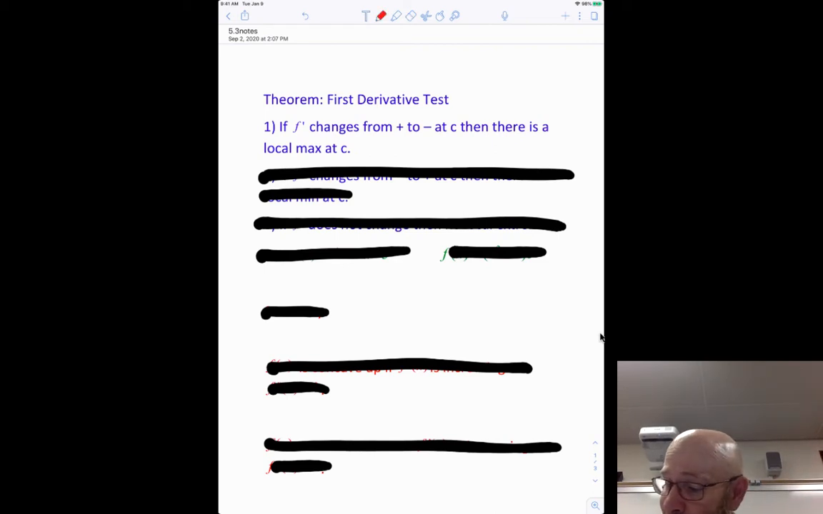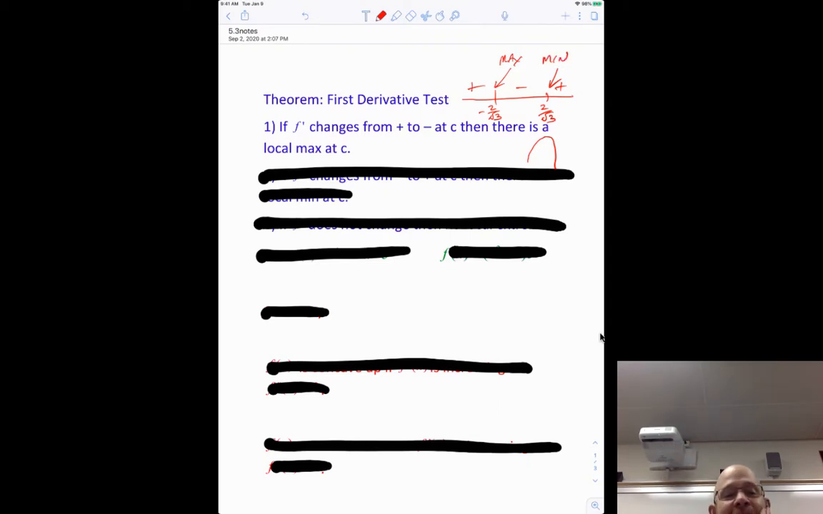So you may remember yesterday I took a derivative. I think if I remember right, I had a negative 2 over root 3 and a 2 over root 3. This was my critical points. And then I did positive, negative, positive. And I knew that this had to be a maximum because it went from increasing to decreasing. And then this had to be a minimum because it went from decreasing to increasing. So that's all the first derivative test says.